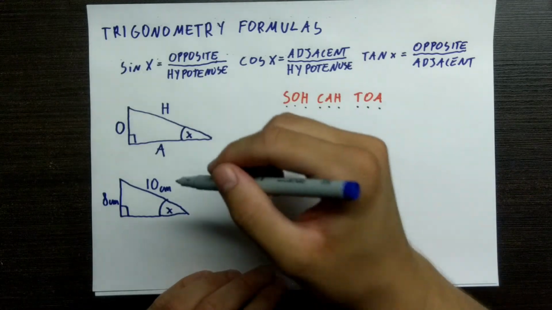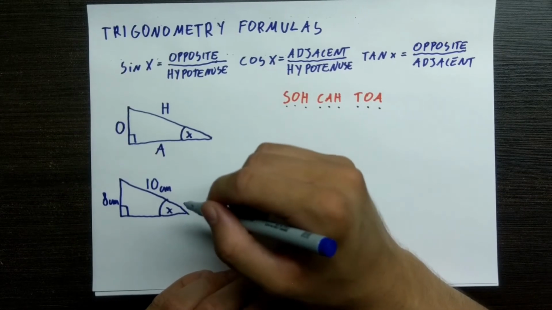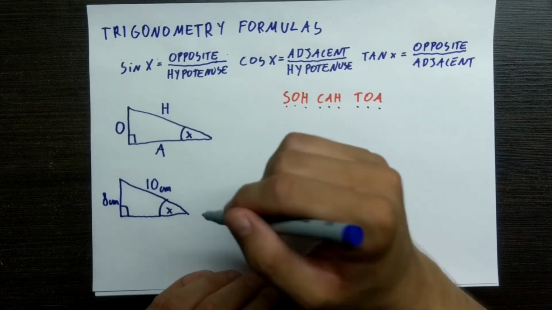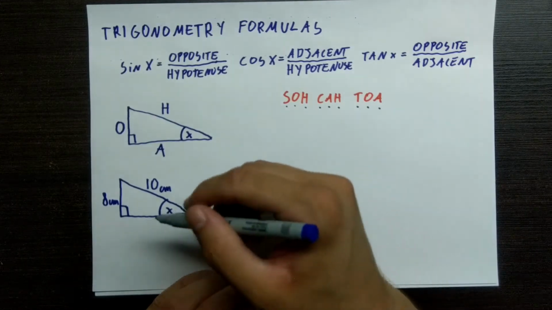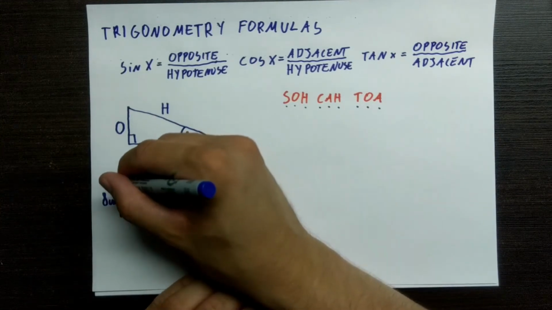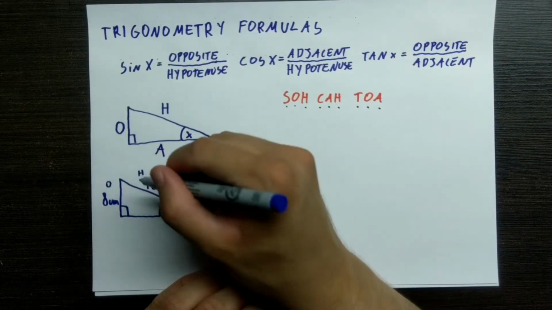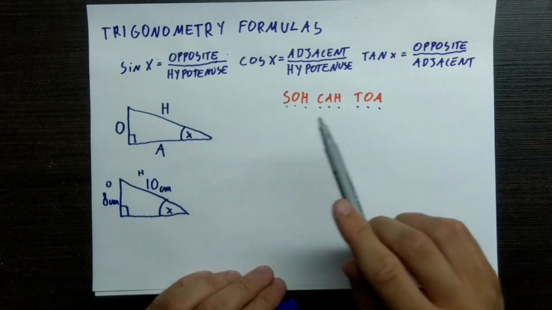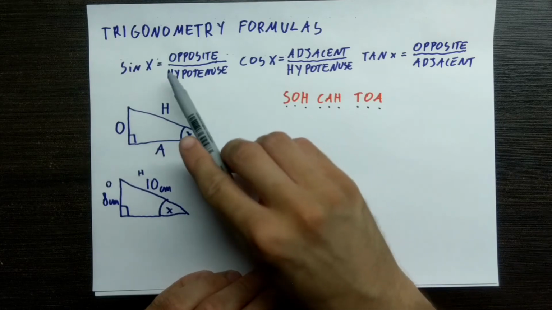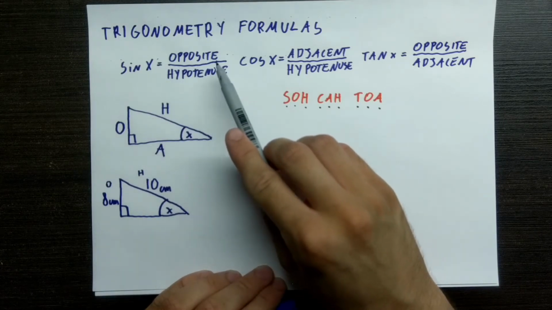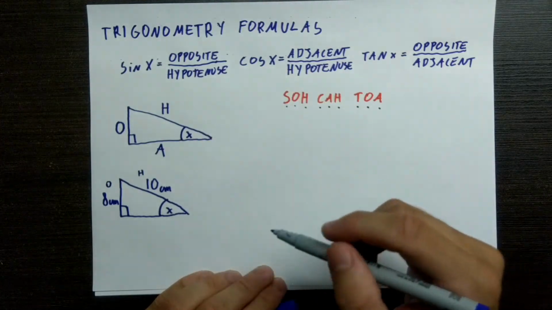Well, we need to start with a formula that fits the most information that we have. In this case, we need to know both sides in order to figure out the angle. So we know the opposite side, right? And we know the hypotenuse. So we need to use the sine formula because we have the opposite side and we have the hypotenuse. So let's stick to that formula.